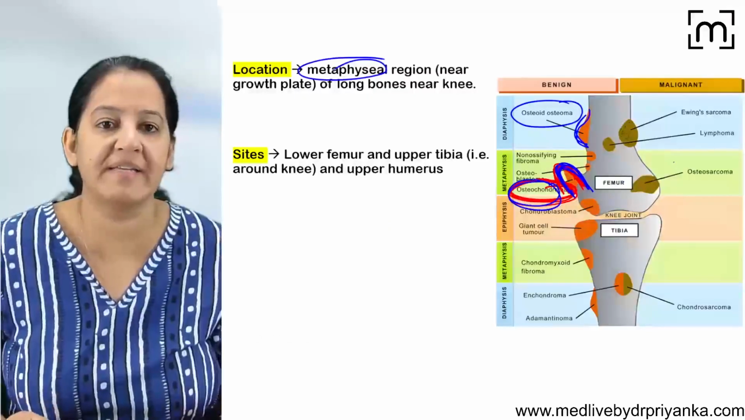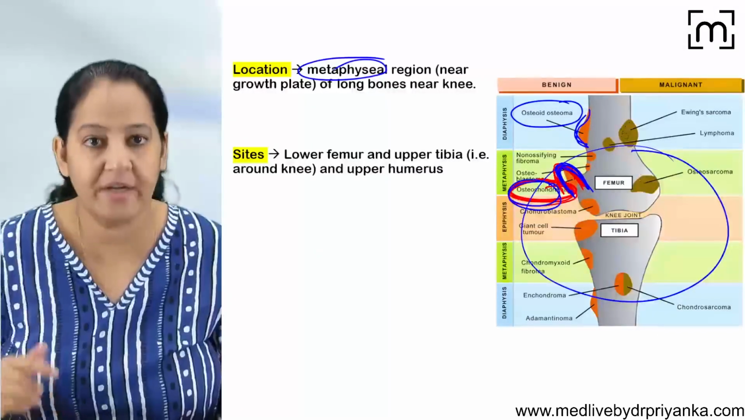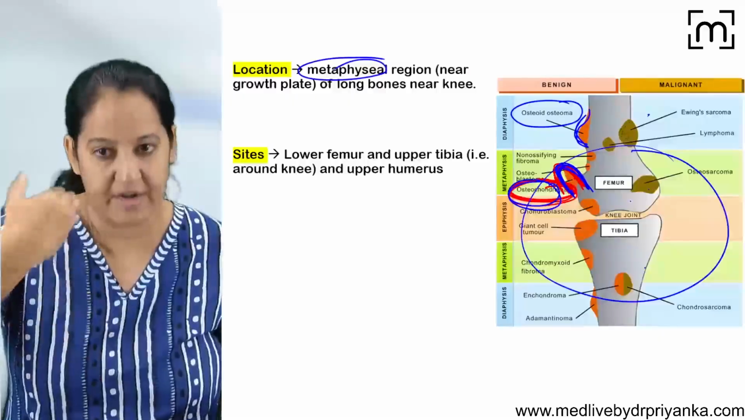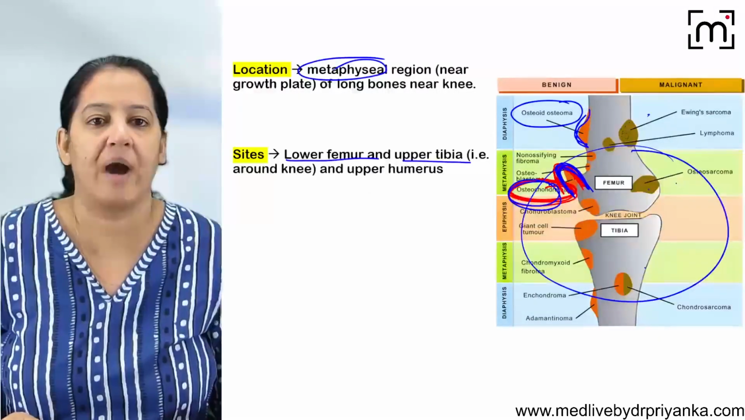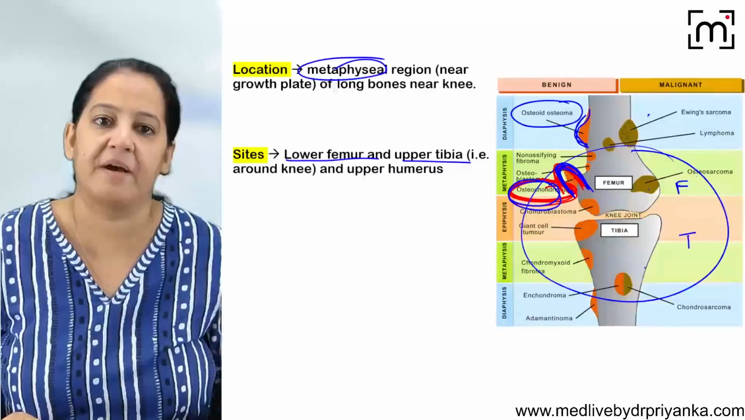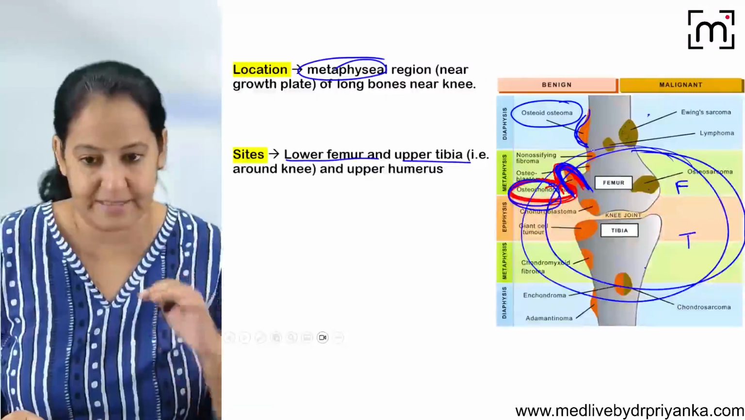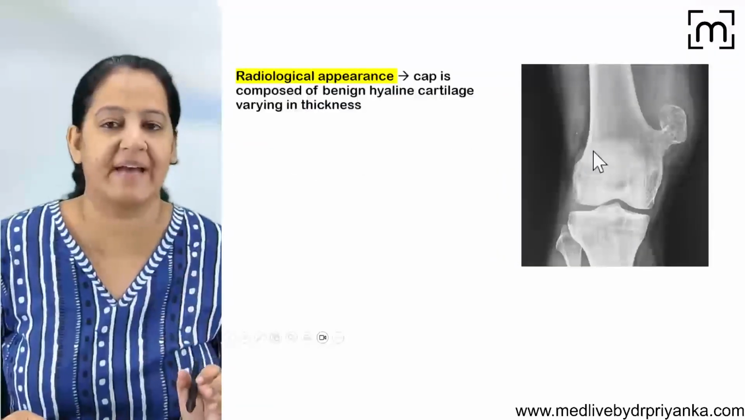Most common location is knee joint. What is knee joint? Lower end of femur or upper end of tibia. So please learn lower end of femur or upper end of tibia. So either lower femur or upper tibia. So near the knee joint it occurs. Lower femur, upper tibia. It's like that.